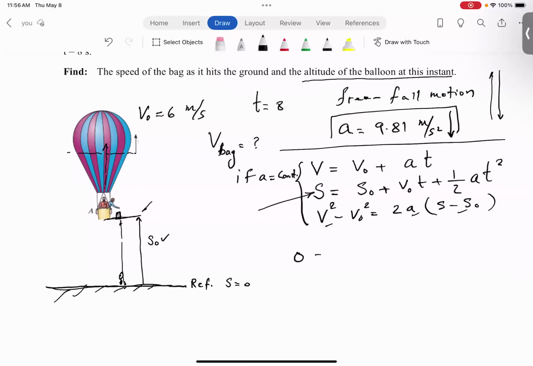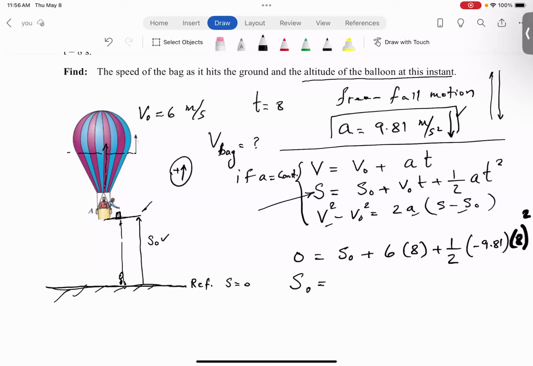So S is 0. S0 is unknown. And V0, so if we call this positive direction, our initial velocity is 6 meters per second times 8 seconds, right? Plus 1/2 times the acceleration, you have to put a negative 9.81, times t squared, which is, sorry, 8 squared here. So go ahead, solve for S0 is what I want. So S0, I believe it becomes 265.9 meters if you do the calculations.